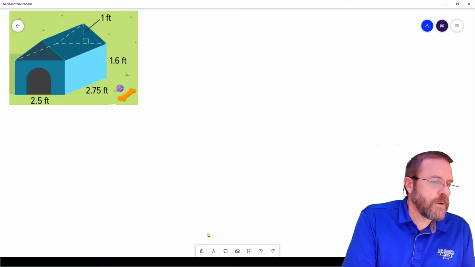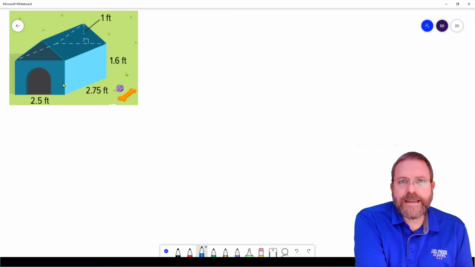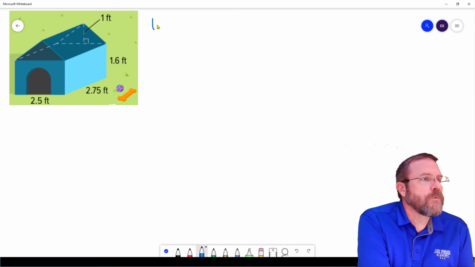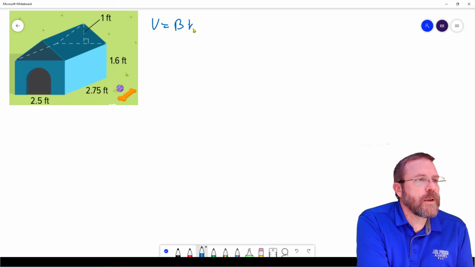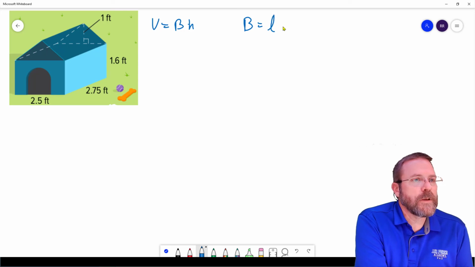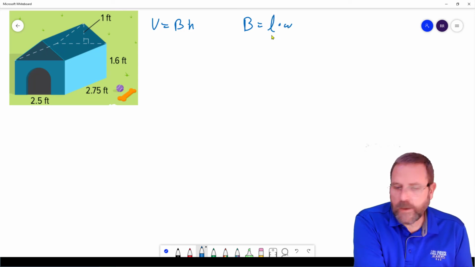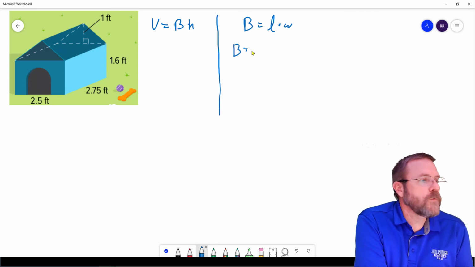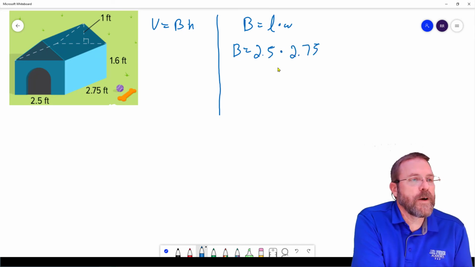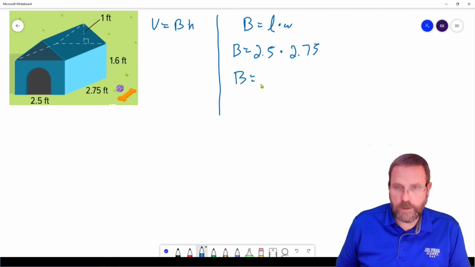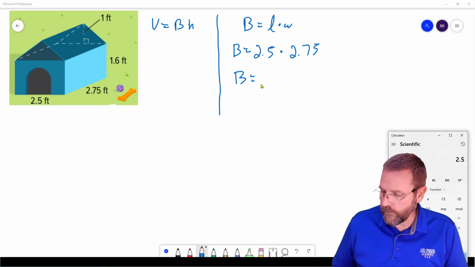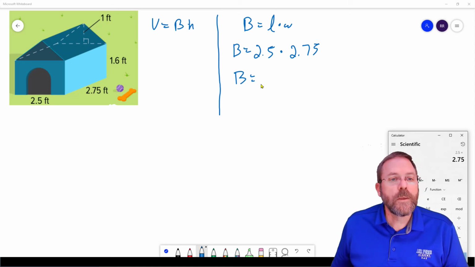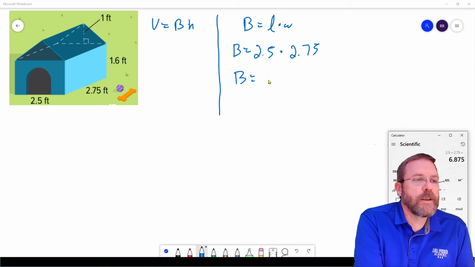So we have Fido's house here, and the first thing I'm going to work on is that rectangular prism in the bottom. So volume, of course, is equal to base area times height, and my base area is going to equal length times width with this one, because that's what we have in a rectangle. So now I can draw a little line. My base area for my rectangular prism is going to equal 2.5 times 2.75. Multiply that out, 6.875.